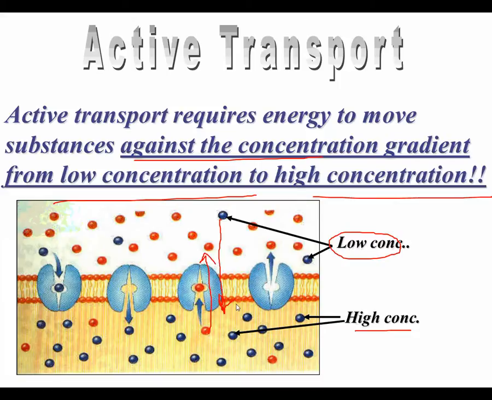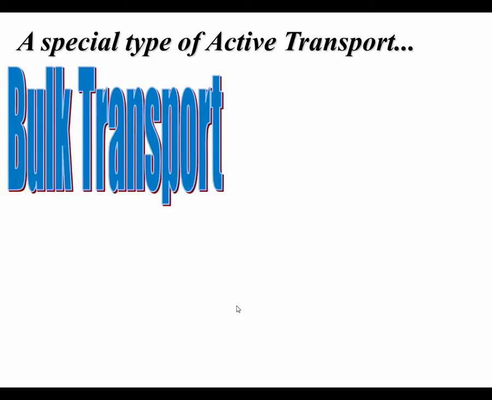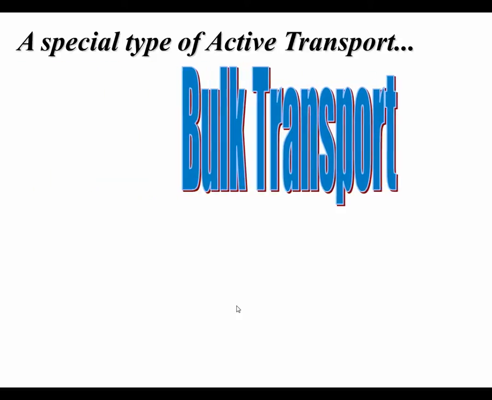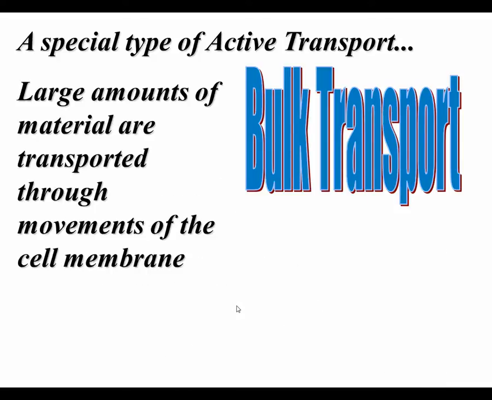And again, the red ones are going in this direction, so it's going from an area of high concentration to an area of low concentration. There are two special types that are involved in this that we refer to as bulk transport, because in bulk transport we're looking at large amounts of material being transported throughout the cell membrane.